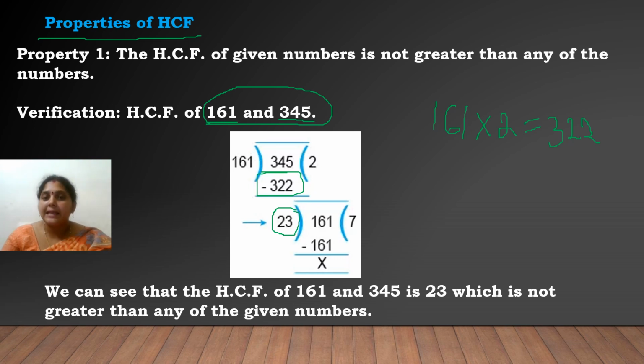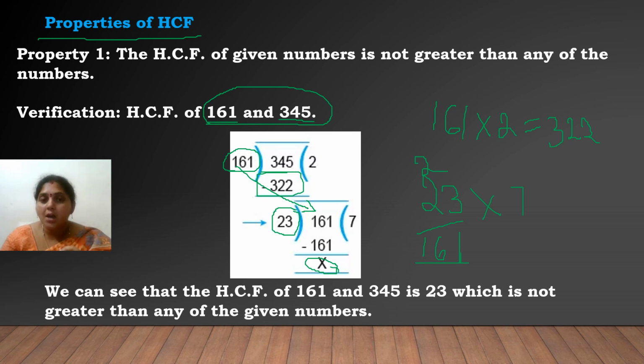Now you have to take this 23 as your divisor, and the divisor you have taken first, that is 161, you have to take as your dividend. So 161 should be divided by 23. Now 23 into 7, if you multiply, what will be your answer here? 7 threes are 21, 7 twos are 14, 14 plus 2 is 16, 161. Now when 161 is divided by 23, you get 7 and your remainder is 0. So it is dividing exactly.